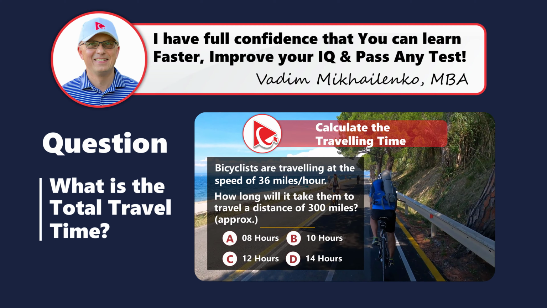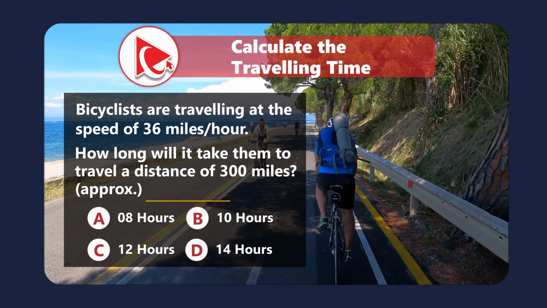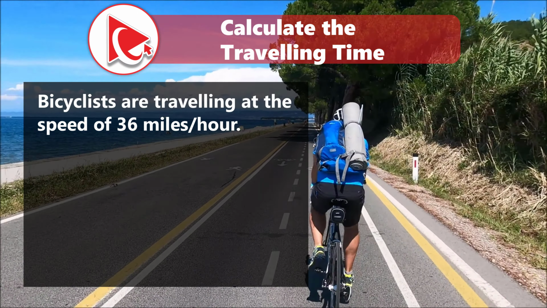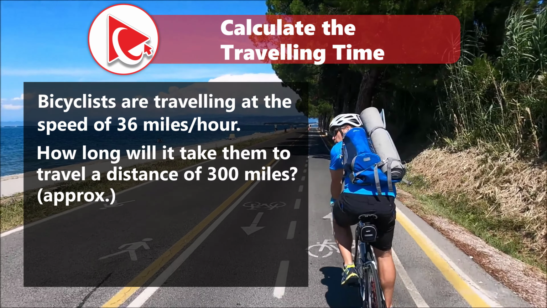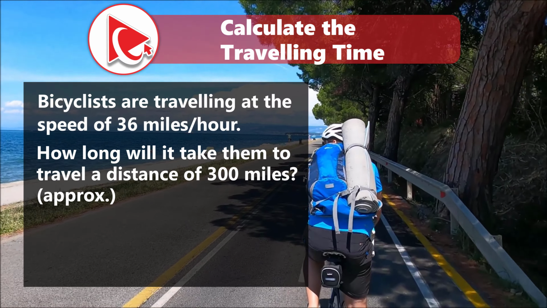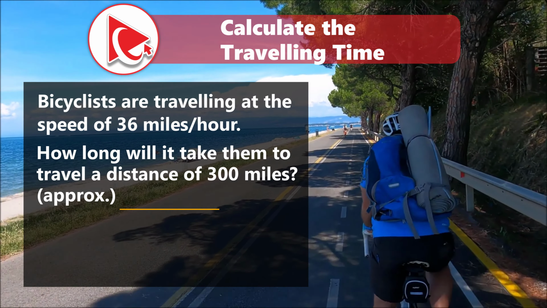Here's the quick question to keep you sharp and test your math skills. Bicyclists are traveling at the speed of 36 miles per hour. How long will it take them to travel the distance of 300 miles? You need to find out the approximate value and select one of 4 possible choices.